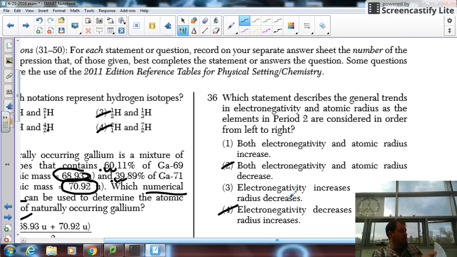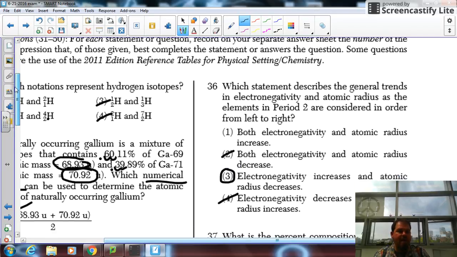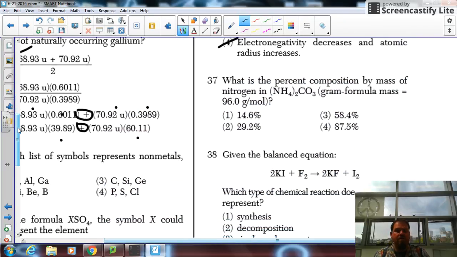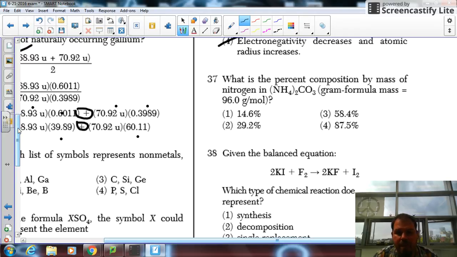And now atomic radius. I get 99 for beryllium. I get 71 for nitrogen. So my atomic radius is actually going down. So which one of these has my atomic radius going down? Number 3. And I just worked my way through that problem using table S and picking 2 elements, and we're ready to go.